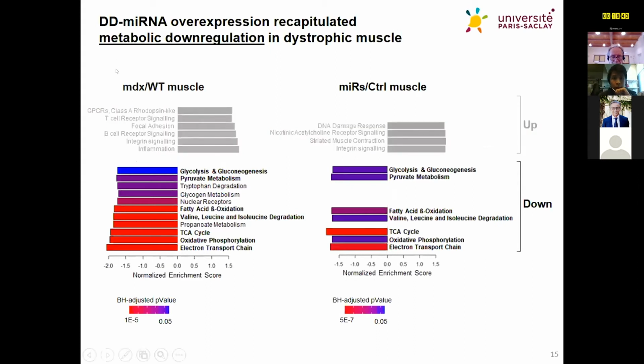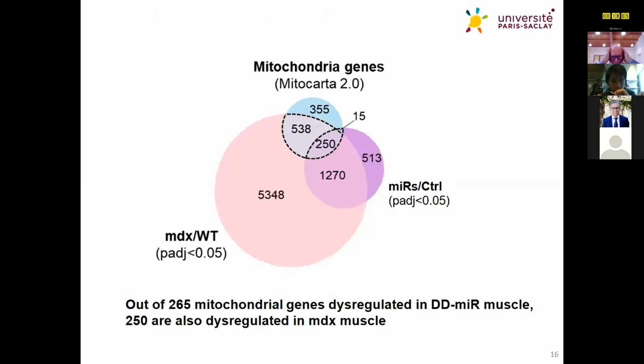So you can see that in the mdx muscle, there are many metabolic pathways that are significantly downregulated in the dystrophic condition. And this downregulation can be recapitulated with the presence of the microRNA itself. So you see there are 7 metabolic pathways that are similarly dysregulated with the presence of microRNA compared to the dystrophic muscle. But let's zoom in a bit, as we only focus on the mitochondria here.